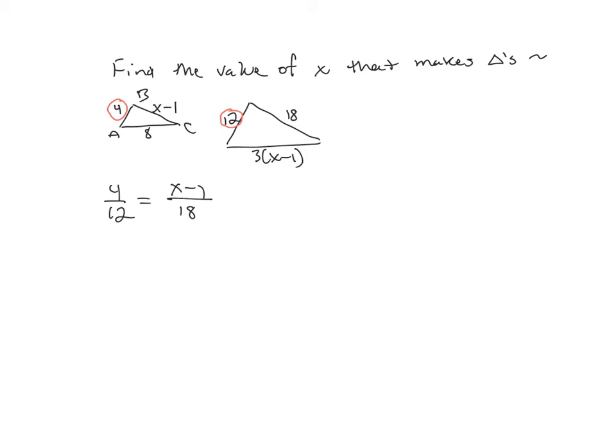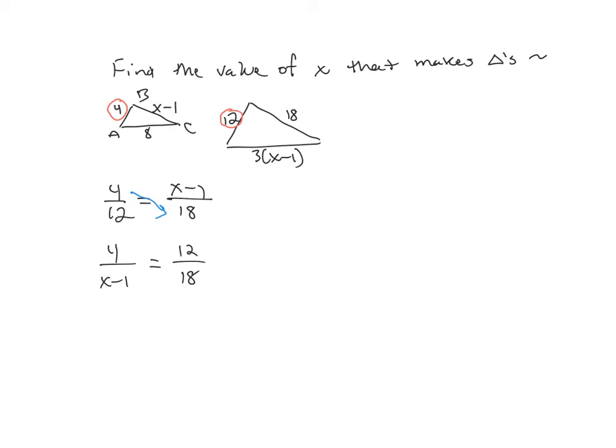So you could set it up as 4 over x minus 1, since they're in the same triangle, and then the 4 goes with the 12 over 18. If you notice, the 4 and the 18 are still diagonal, and the 12 and the x minus 1 are still diagonal. Okay, so that's why you have options. But what I would do in either one is for sure reduce.